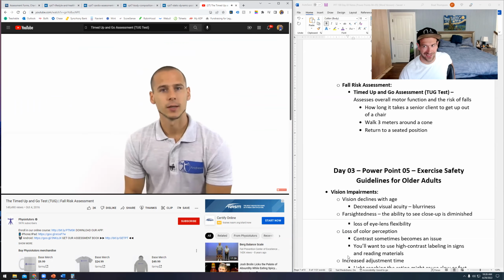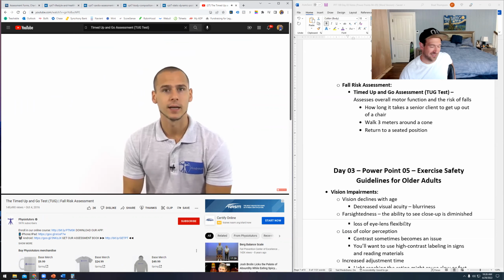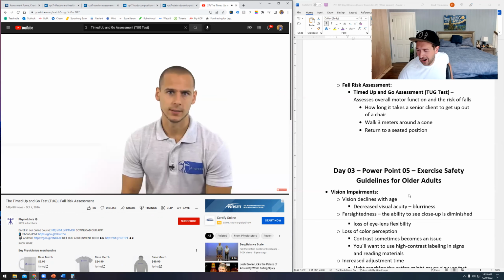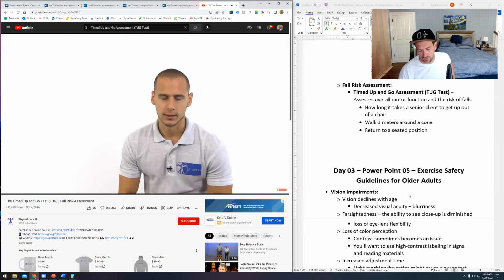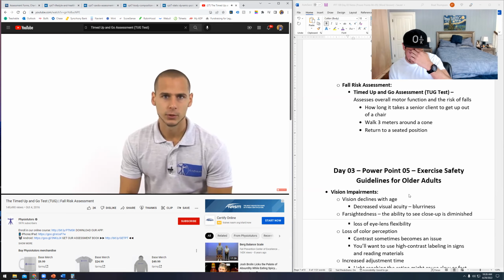The timed up and go test has been rated both 87% sensitive and specific in identifying elderly who are at risk of falls in a small-scale study done by Shumway Cook et al. in the year 2000. To conduct the test, you need a chair, a stopwatch, and some tape to mark a line on the ground 3 meters away from the chair.